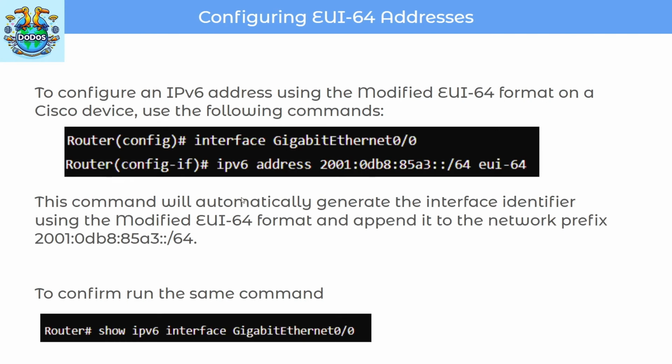To configure these addresses, you just do the interface gigabit command, and then ipv6 address, and at the end of plugging in your IPv6 address, you write eui-64. This will automatically generate the interface identifier using the modified EUI-64 format and append it to the network prefix. To confirm, use this command.